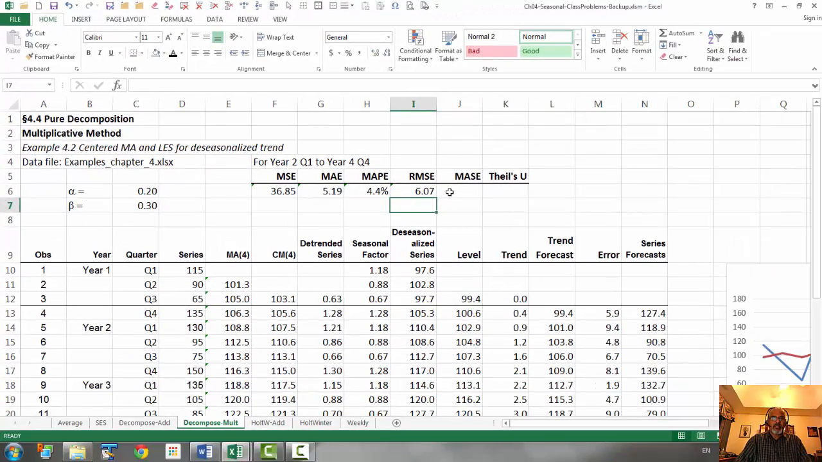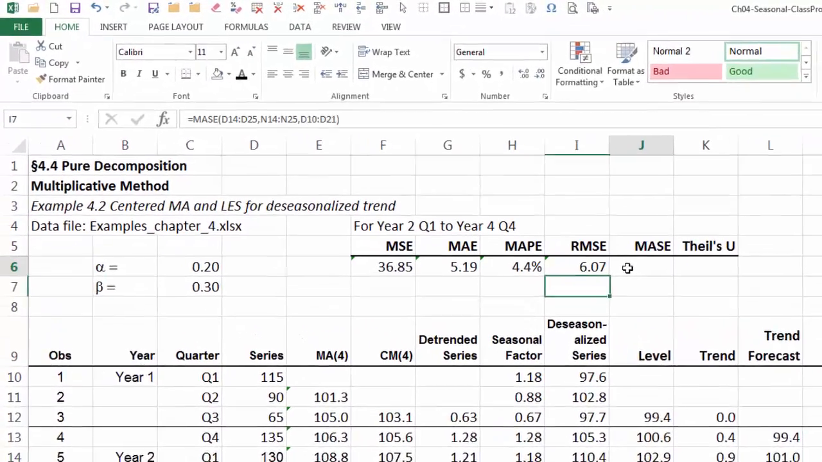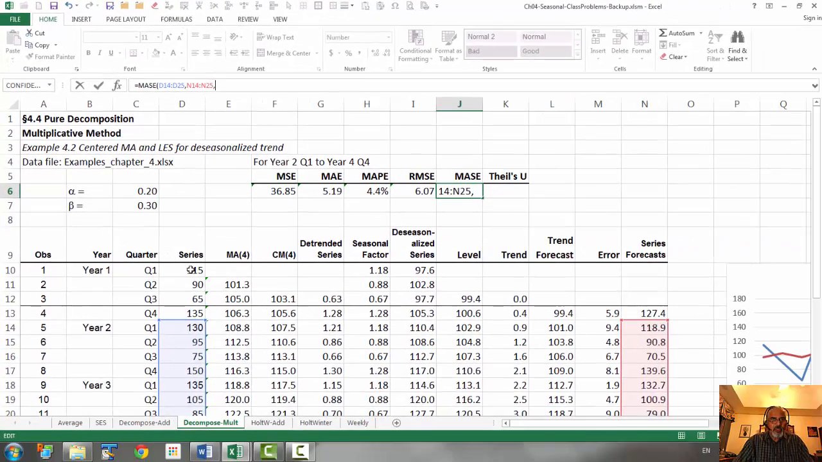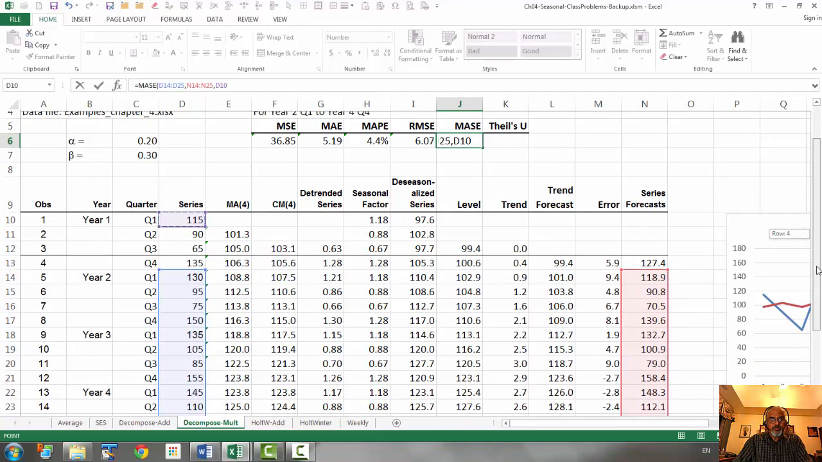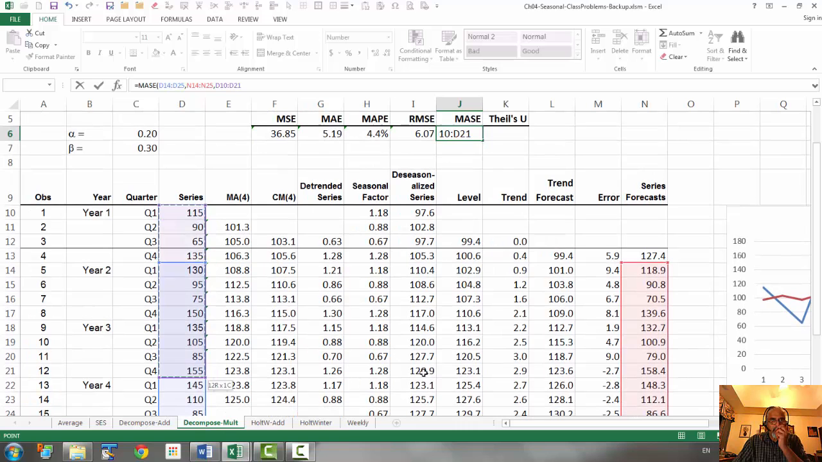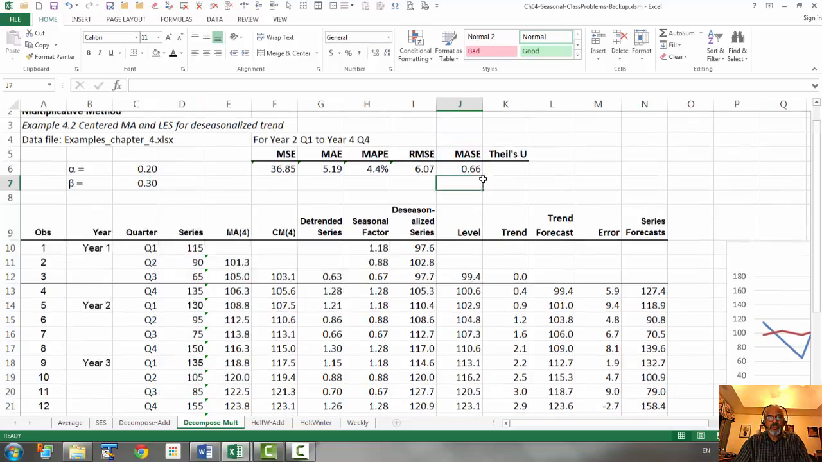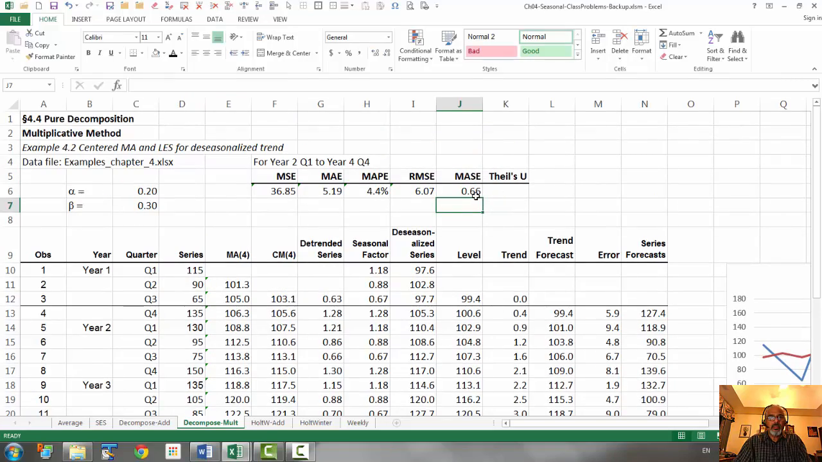Now MASE, we need the third range. So the first range is the actual value and the forecast that we're considering, and the baseline forecast, the naive forecast, is the actual values starting from year 1, quarter 1 through year 3, quarter 4. So that is MASE.